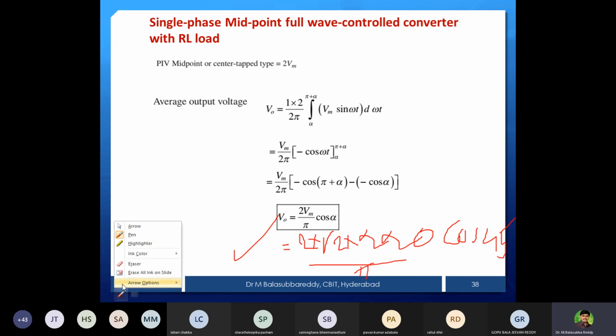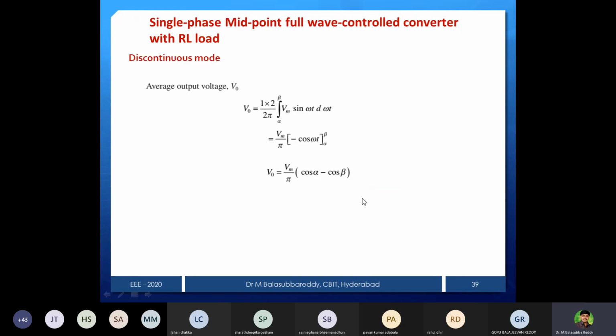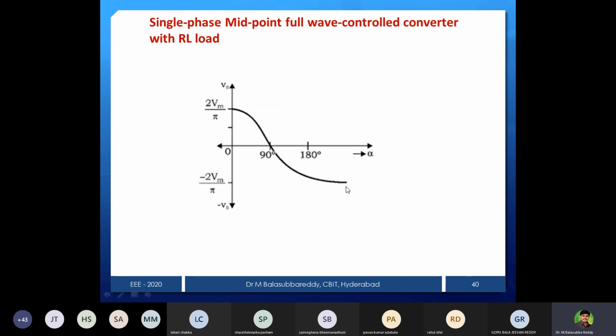Once you remember the logic of the waveform, you can easily draw it. Once you know the waveform, the derivation is nothing. Wherever it starts and wherever it ends, that is the lower limit and upper limit, and you integrate to get the waveform expression. This is a discontinuous case, that one is a continuous case. So this is the relation with the maximum output voltage.